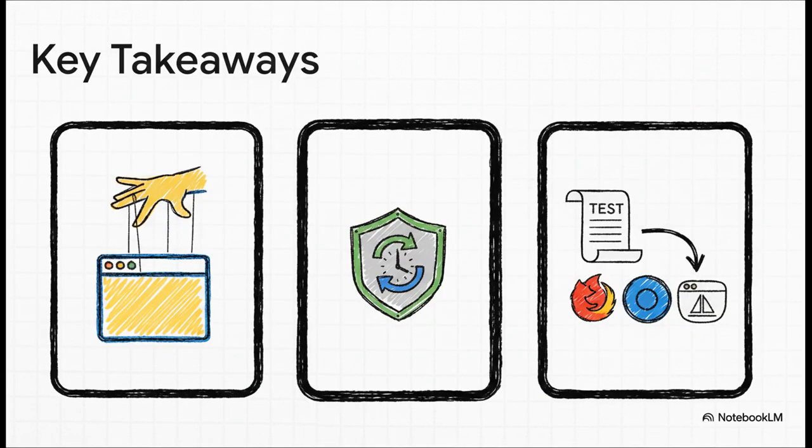So, if you're going to remember anything from this, remember these 3 things. 1. Playwright's out-of-process architecture is its secret weapon for speed and reliability. 2. Its built-in auto-waits and web-first assertions were literally designed to kill flaky tests. And 3. You get true native cross-browser power right out of the box.